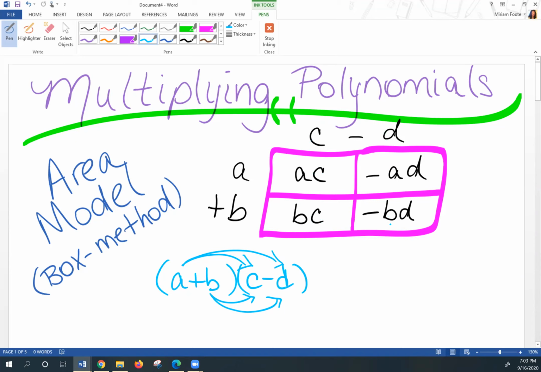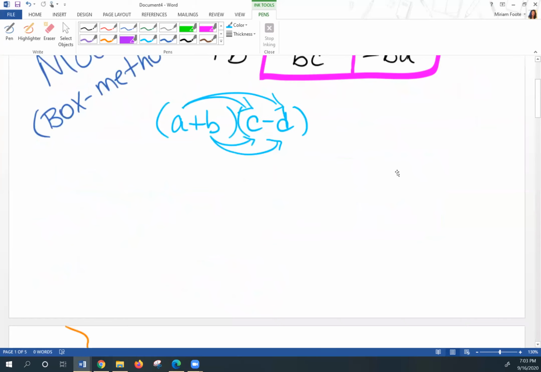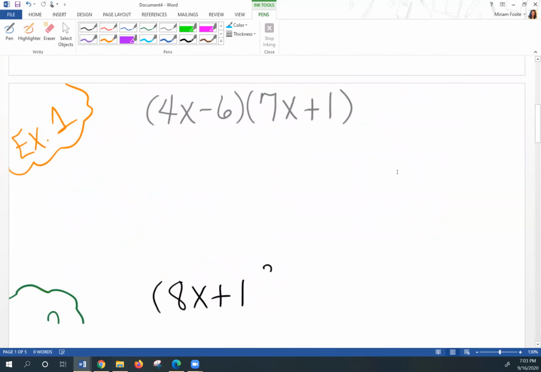And then once you do your math, you will see that in some cases you will have some terms that you can combine. So in this instance, I don't. I have an AC, a BC, and there's not another AC or BC. And then I have a negative AD and negative BD. And again, there's not anything else that has a like term. But that's going to change. So let's try example 1.